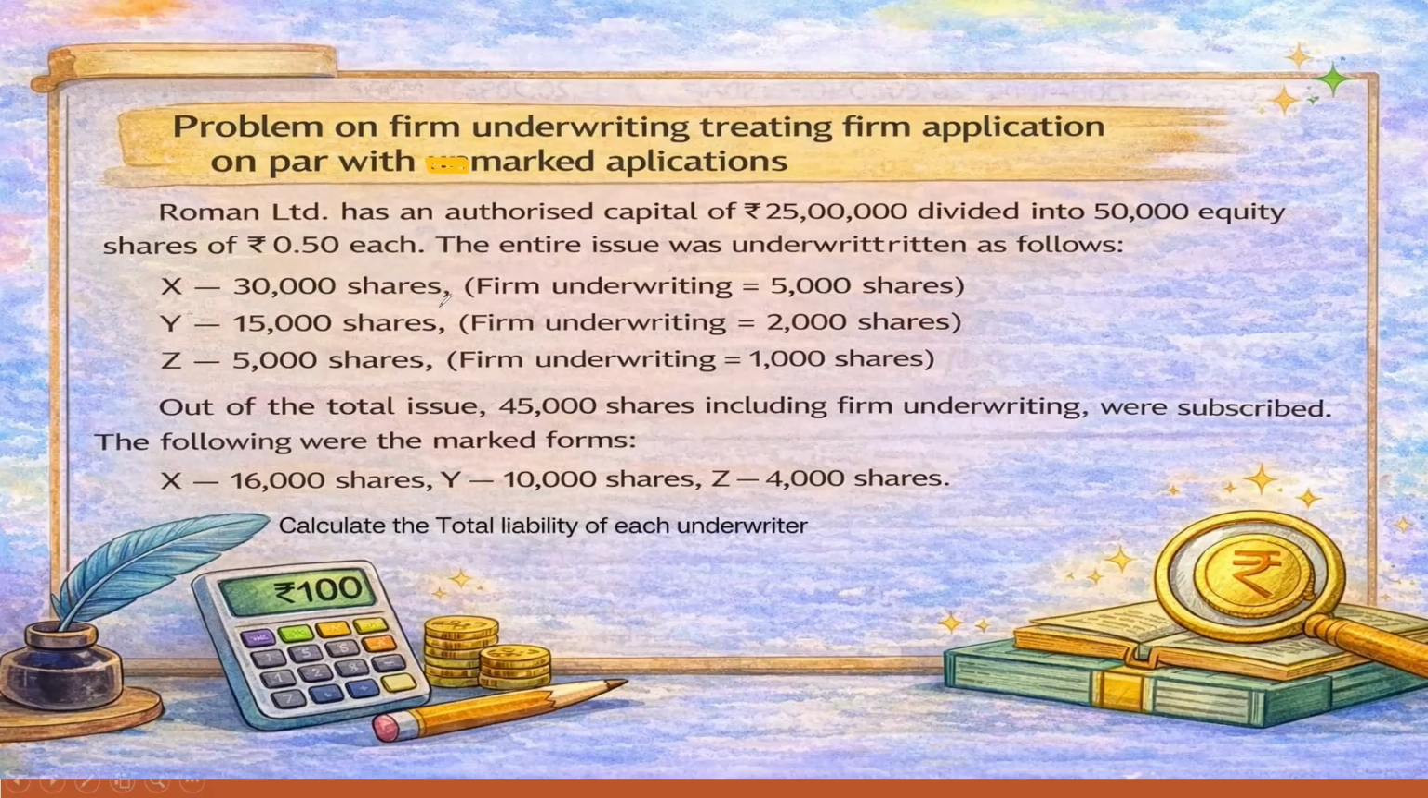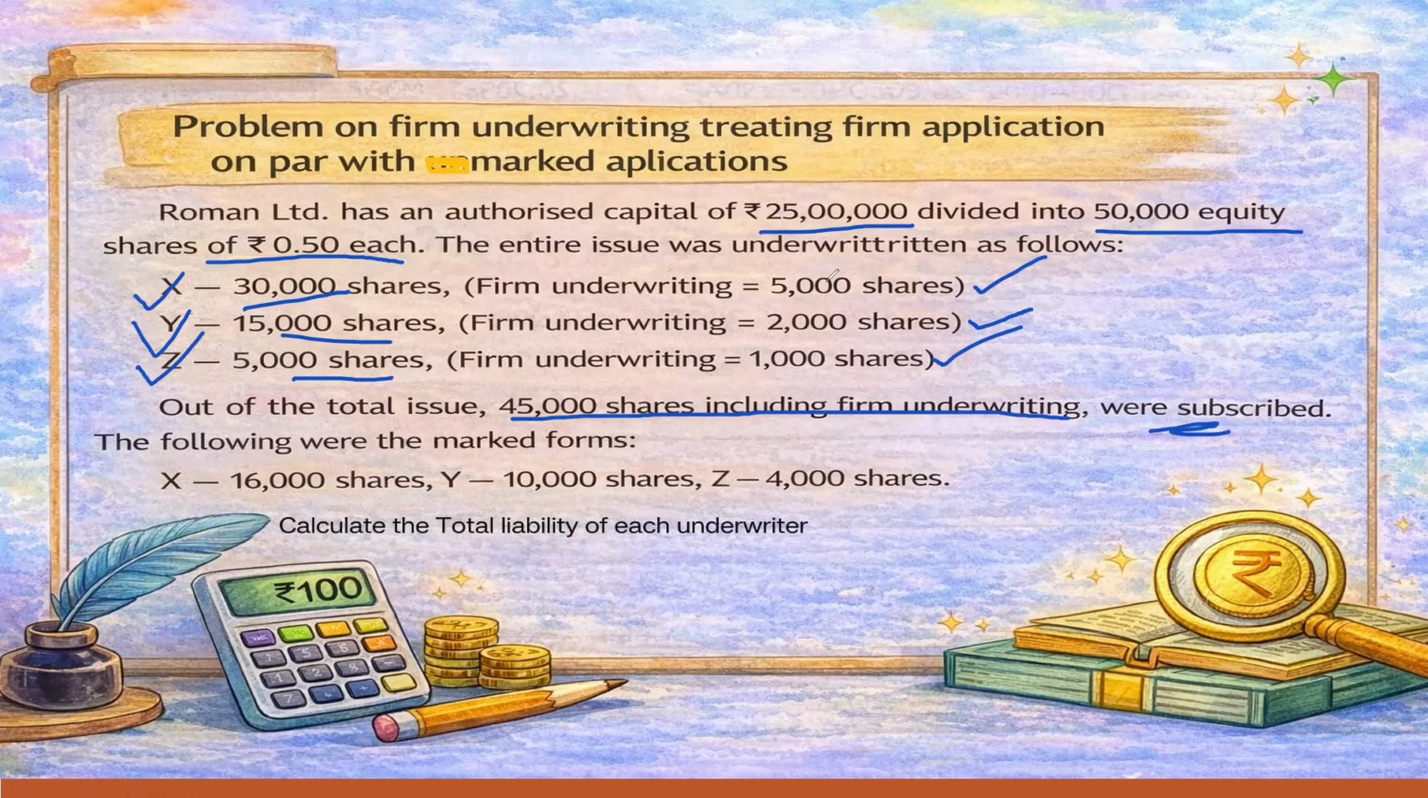Roman Limited has an authorized capital of 2,50,000 divided into 50,000 equity shares of 50 paise each. The entire issue was underwritten as follows. X, Y, Z, three underwriters, have given 30,000 shares, 15,000 shares and 5,000 shares in case of Z. Here, firm underwriting for X is 5,000, firm underwriting for Y is 2,000 and firm underwriting for Z is 1,000 it has given. Out of the total issue, 45,000 shares including firm underwriting were subscribed.